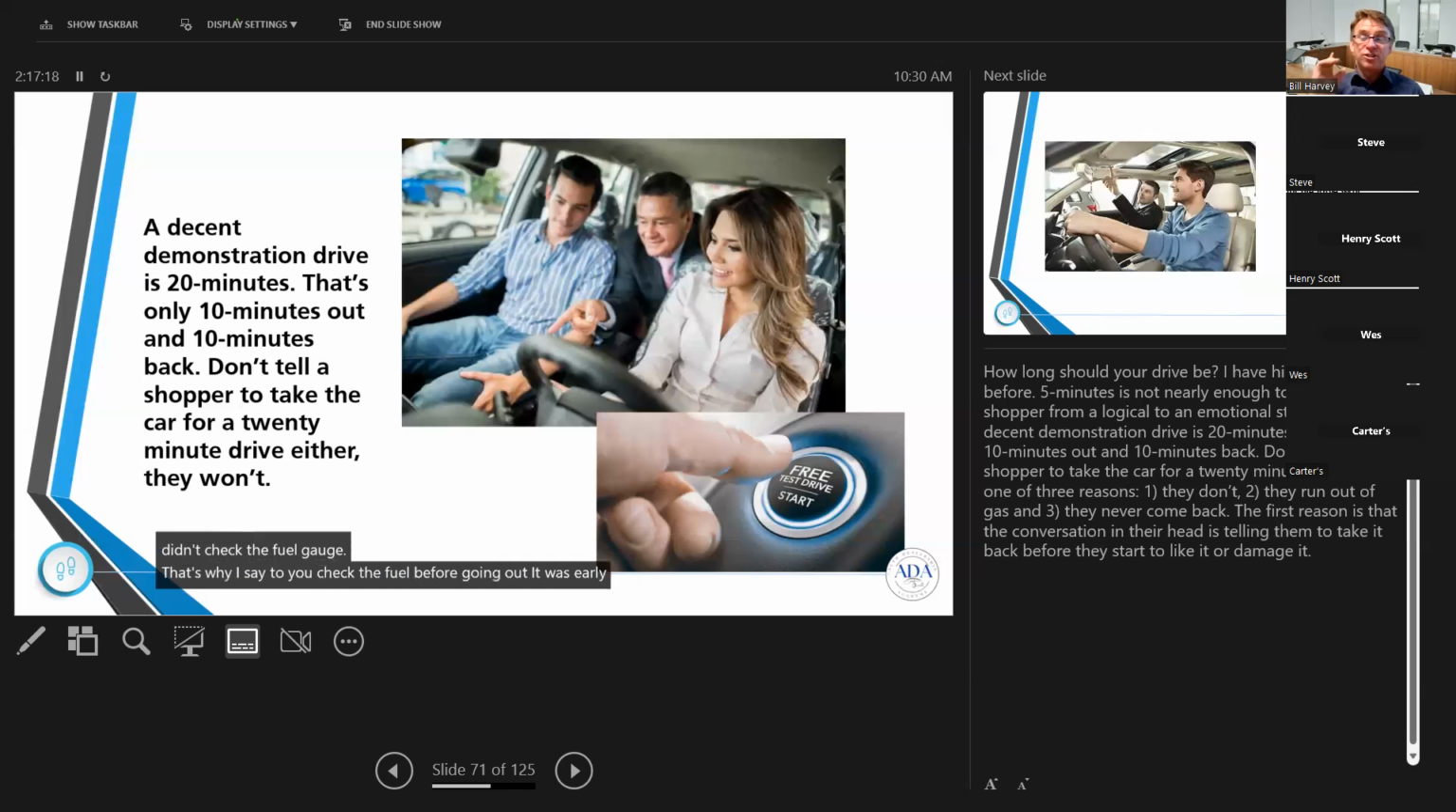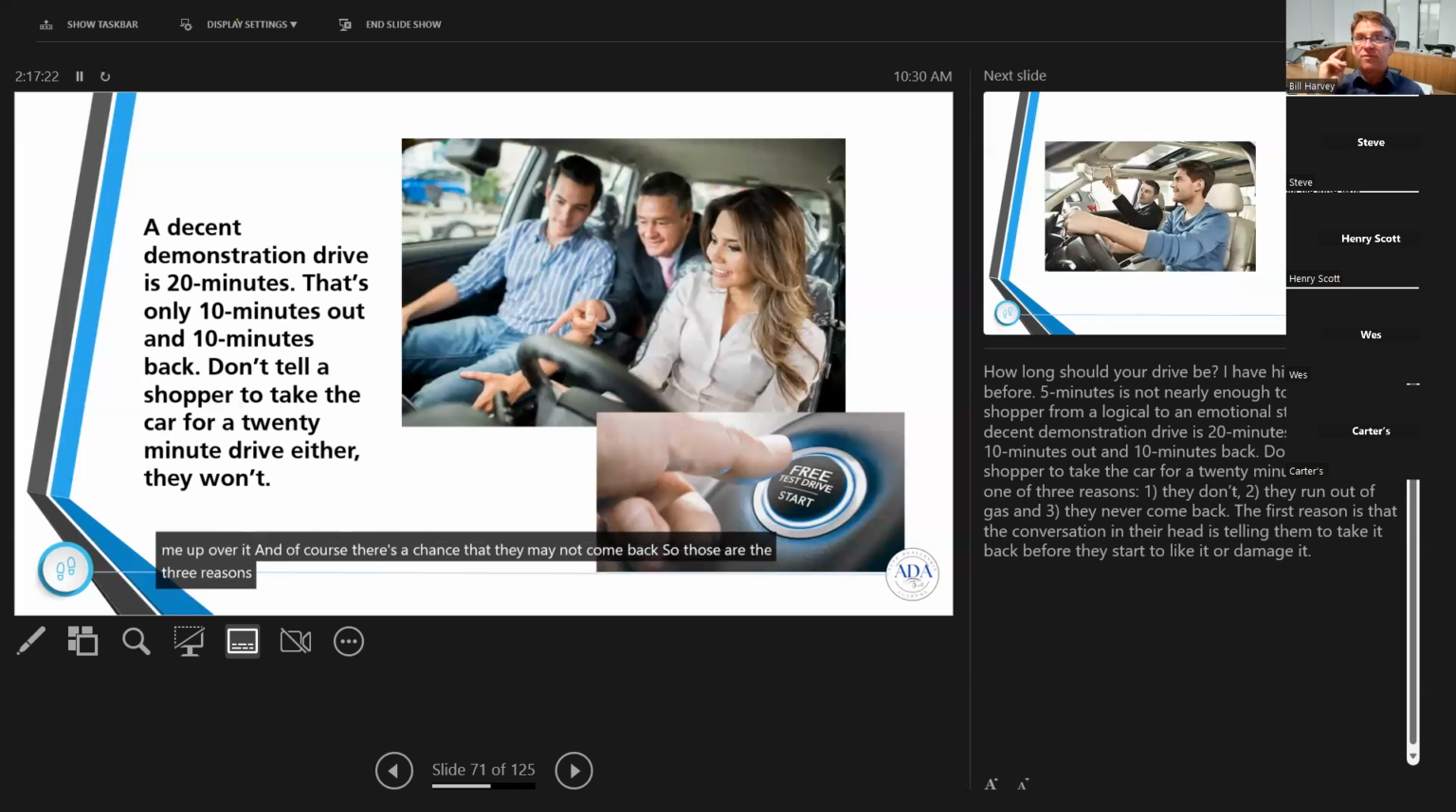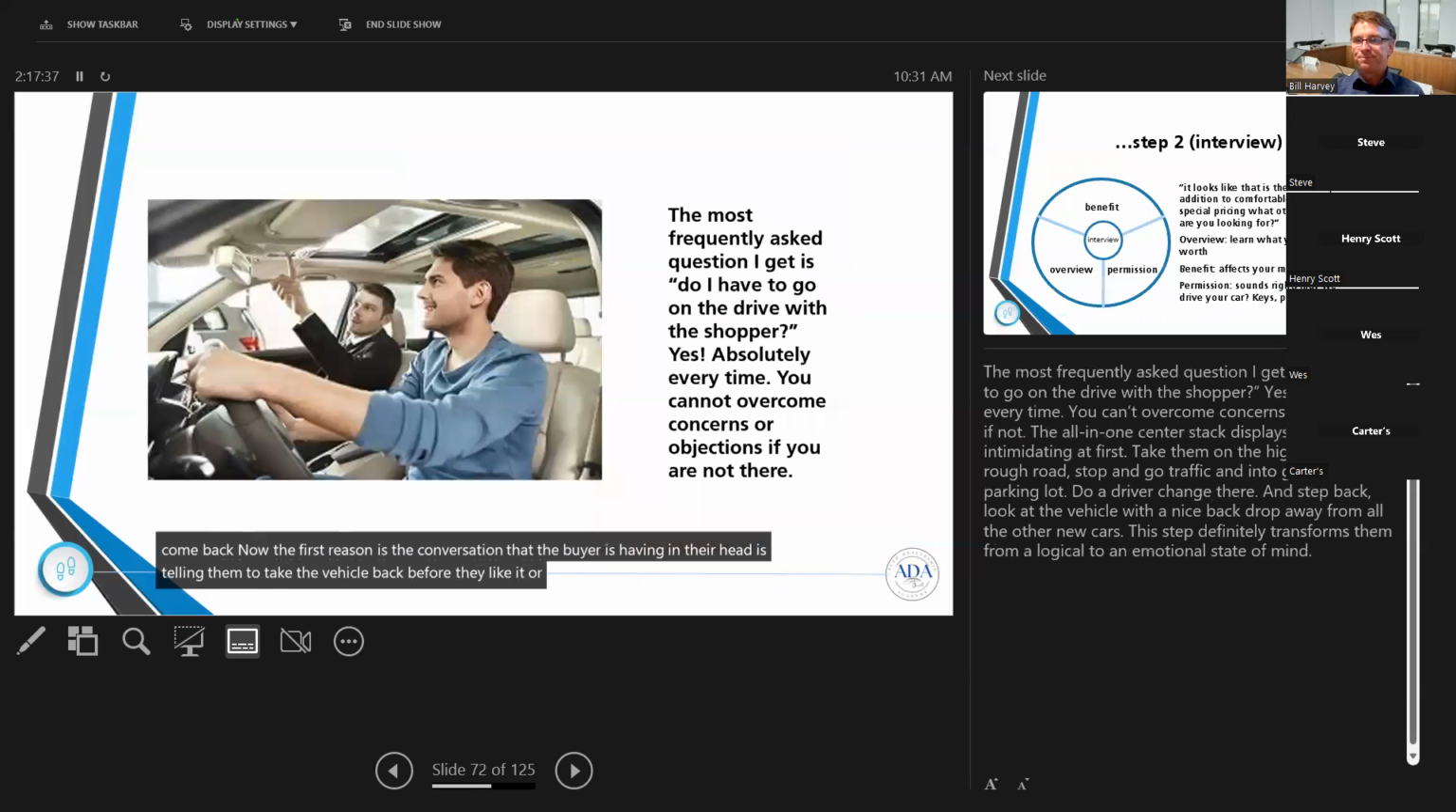And of course, there's a chance that they may not come back. So those are the 3 reasons they don't go on a 20-minute drive. They could run out of gas, and they may not come back. Now, the first reason is the conversation that the buyer is having in their head is telling them to take the vehicle back before they like it, or worse, damage it.